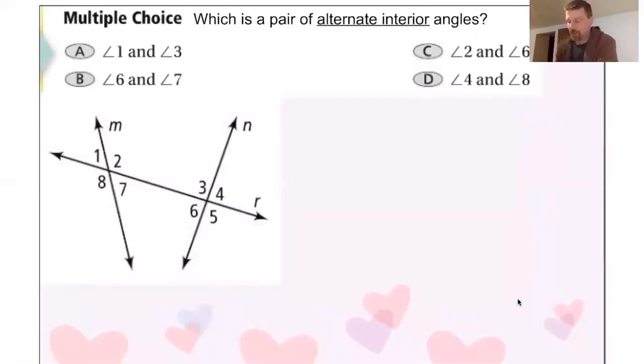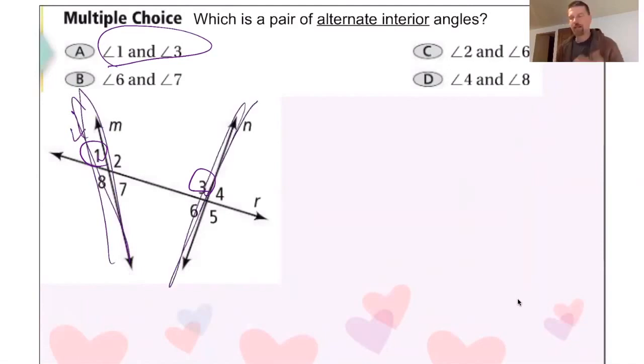All right, let's take a look at it. 1 and 3. Definitely not. Why? One is on the outside, right? Here's one line, here's the other line. I want lines that are on the inside. I want interior angles. So it's not going to be A.